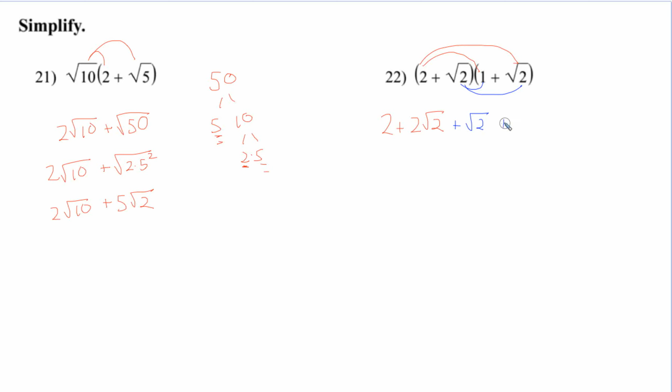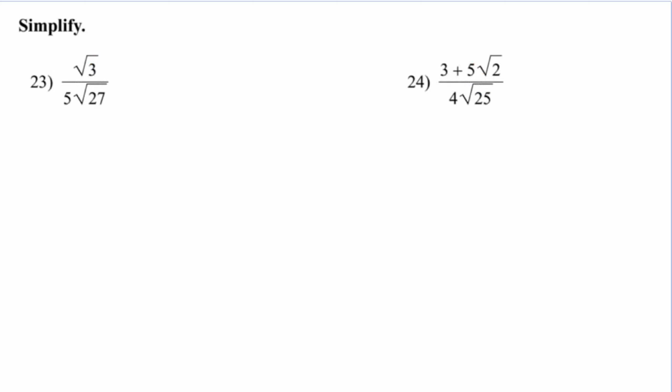Or you could think, well, root 2 times root 2 is root 4, but the square root of 4 is 2. Either way, you get 2. And now what we do is we just add like terms. So we have a 2, and a 2 is 4. And then adding these two terms together, 2 root 2 plus root 2 is 3 root 2, because this is like an understood 1 root 2. And there's our answer for that.